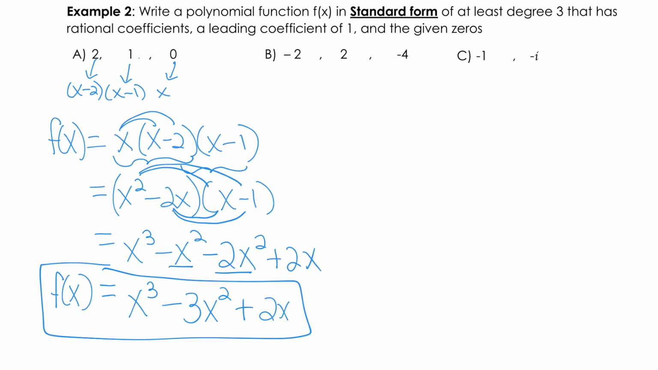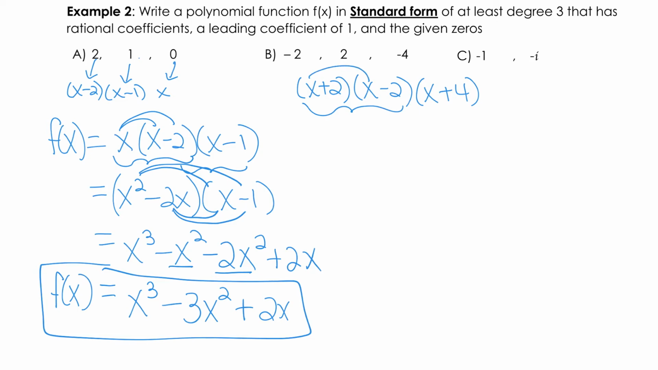We have negative 2, which as a factor is going to be x plus 2. Then we have 2, which is going to be the factor x minus 2. Then we have a negative 4, which is going to be the factor x plus 4. Let's go ahead and multiply these two together. So this, you would have to use FOIL.